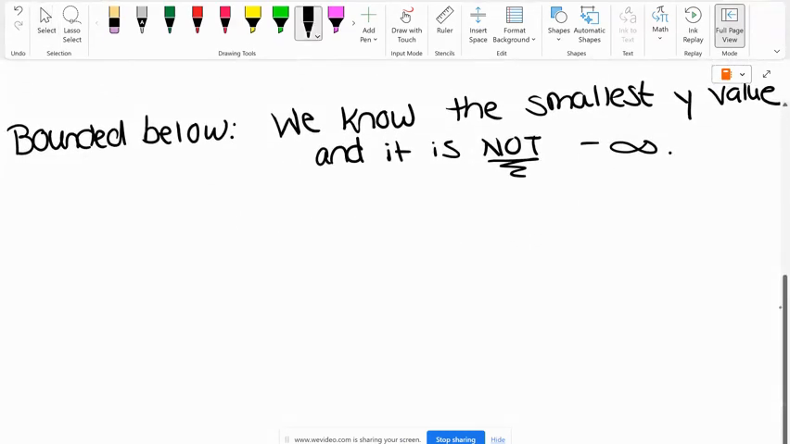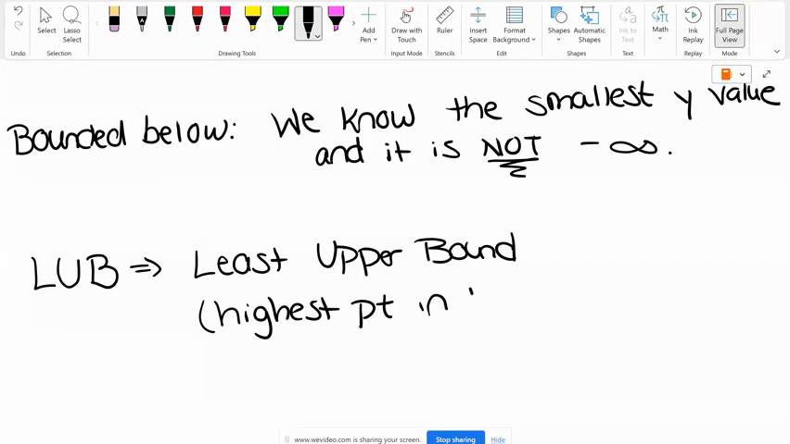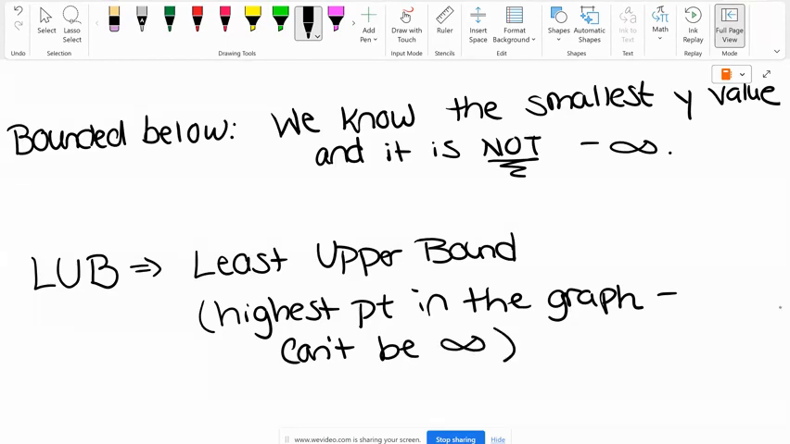Still more definitions. So we're going to have something called LUB. LUB stands for the least upper bound. The least upper bound is the highest point in the graph, and it can't be infinity.